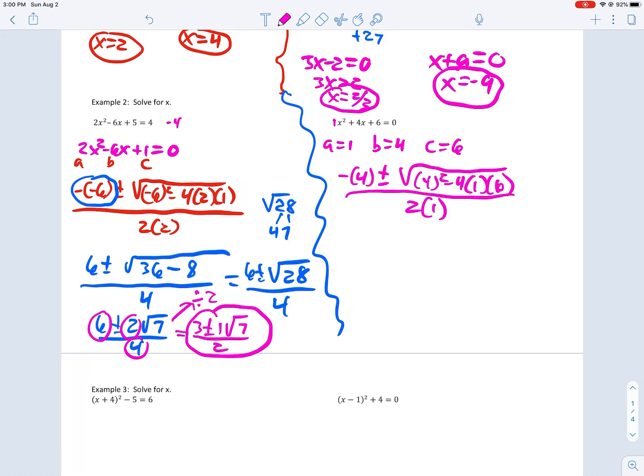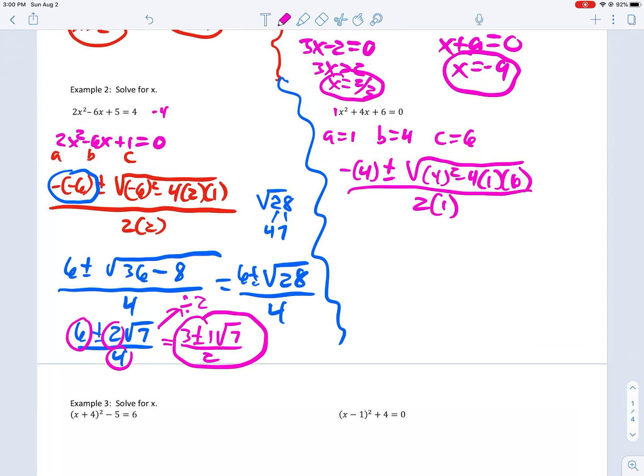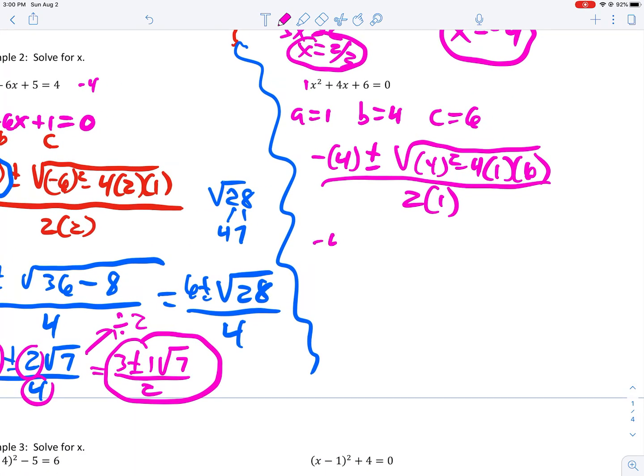Make sure you put the correct A, B, and C value, because sometimes they could be rearranged. A is the term in front of the squared. B is the term from x to the first power. C is the constant. And now you start to simplify. So negative 4 plus or minus 16 minus 24 over 2.